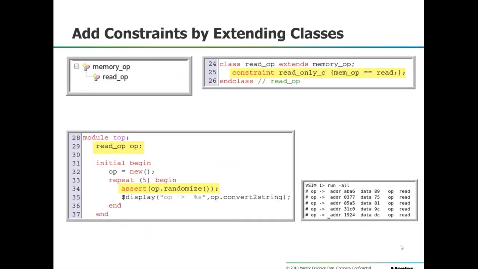But now, with class extension, I think maybe I just copy pasted it from the wrong slide. With class extension, you'll see I can declare a class called readOp, and it's going to be exactly the same as a memory op, but I'm going to constrain it so that memop is always a read. And then you'll see now I got all reads for sure. I need to put some writes on that last slide.